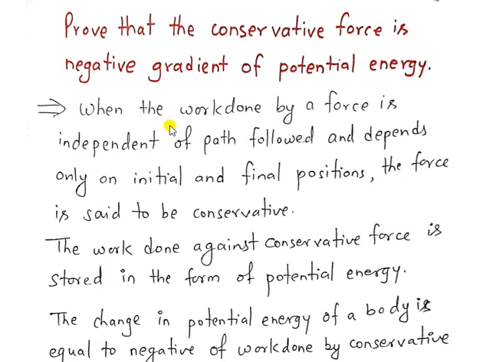The work done by a force is said to be conservative force if the work done is independent of the path followed and depends only on the initial and the final position. Such a type of force is called conservative force. It depends on the initial and final position rather than what type of path it would be. For example, gravitational force, electrostatic force, and magnetic force are examples.